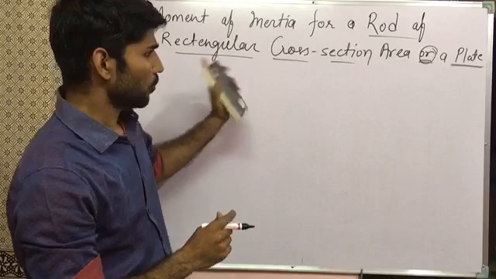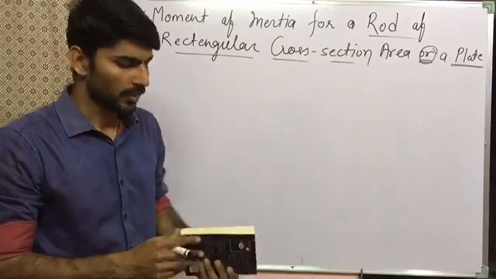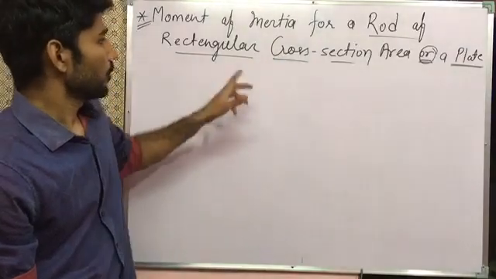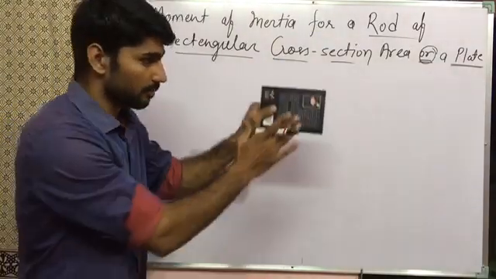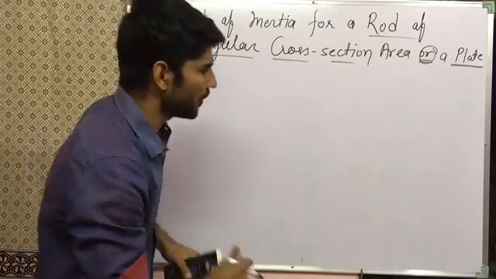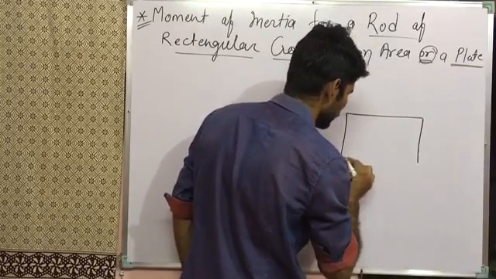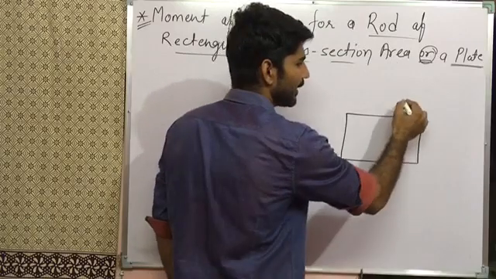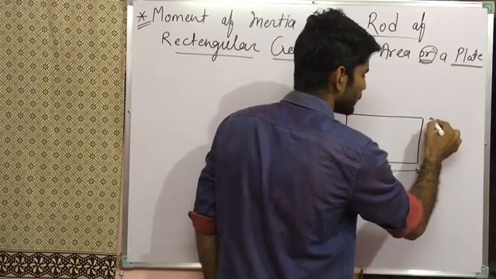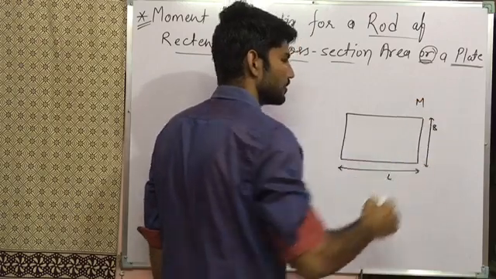I wrote down both of the things because in the examination or in the books, both terms are used in different books. So today we will determine the moment of inertia for a rod of rectangular cross-section area or for a plate. The plate looks like this, in which we have one length and one breadth. When we draw it, it will be here. This is the length of the plate. This is the breadth of the plate. We assume that the mass of the plate is capital M.